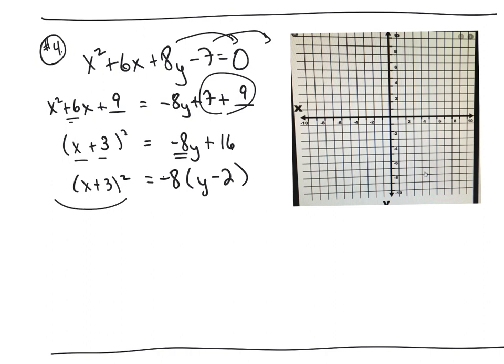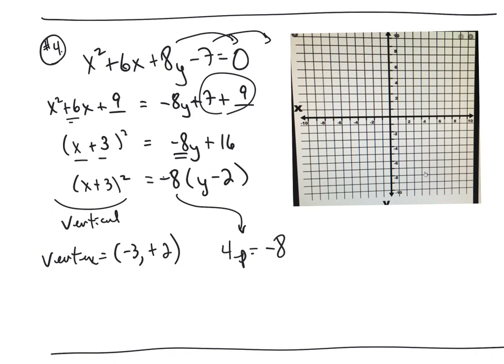And because the x's are squared, you guys can then tell that this is going to be a parabola that opens vertically, and therefore the vertex is going to be, remembering opposite signs, for the x, the opposite of positive 3 is negative 3, and for the y, the opposite of negative 2 is positive 2. Right? And then while we're at it, whatever number's in front of the second set of parentheses, we set that equal to 4p, and solve for p by dividing both sides by 4. So p is equal to negative 2.